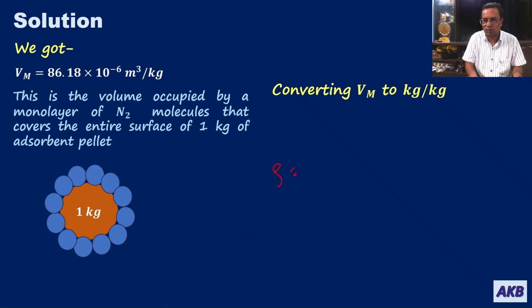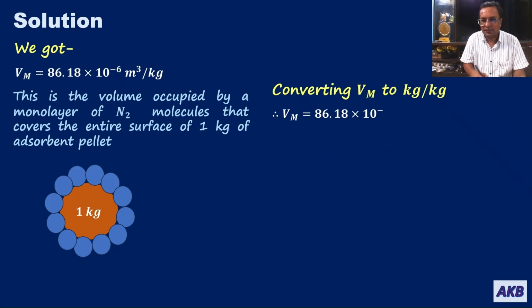Density is mass upon volume. Volume is known to us, density is known to us, and we have to get mass. So it will be rho into V. If I multiply this meter cube with density, I will be getting kg of N2. So let us do that later. First, let me erase it.